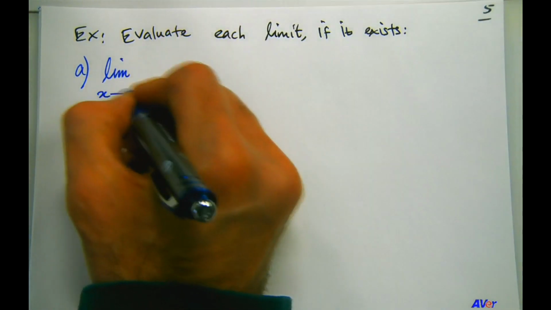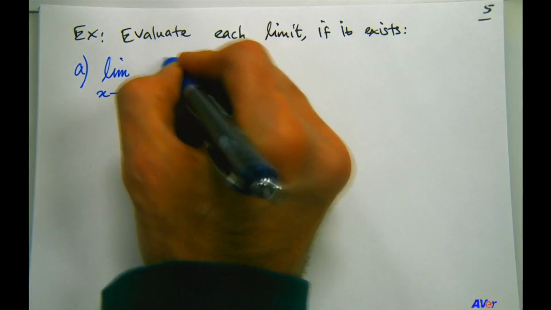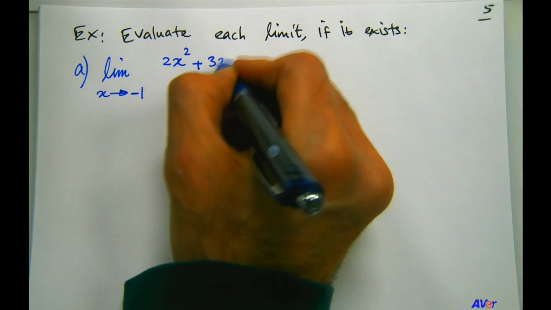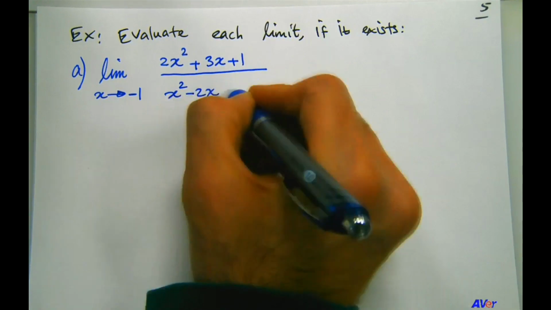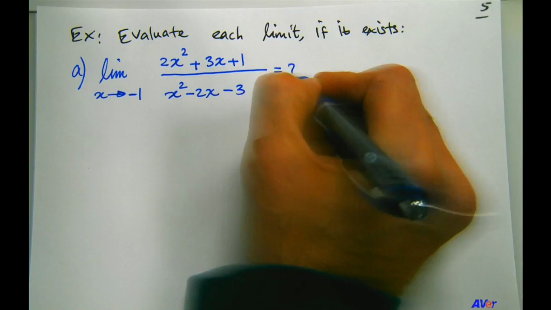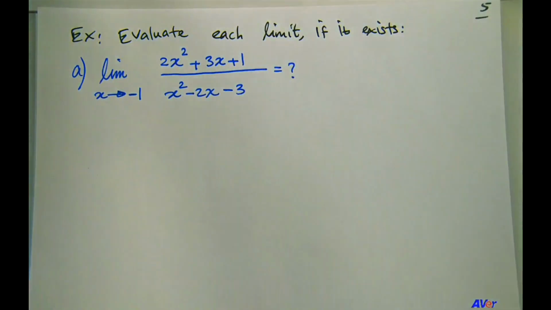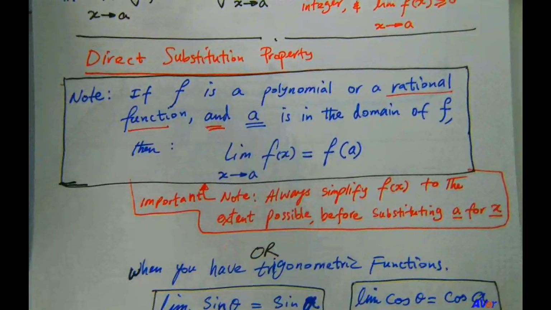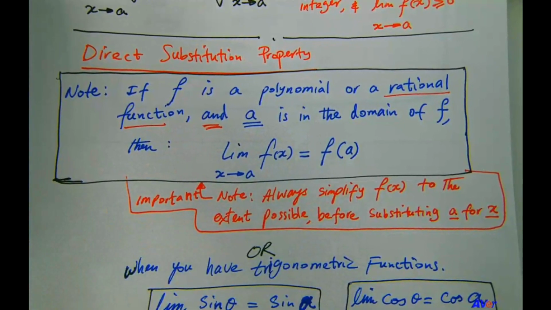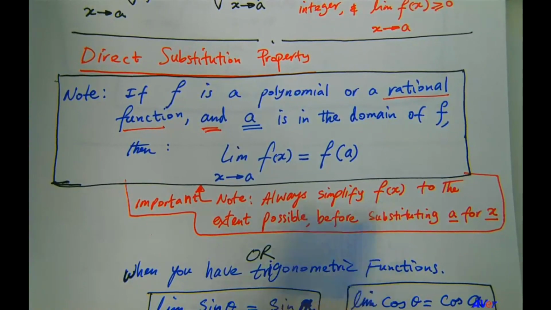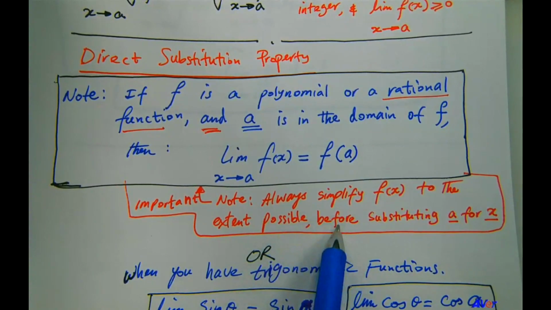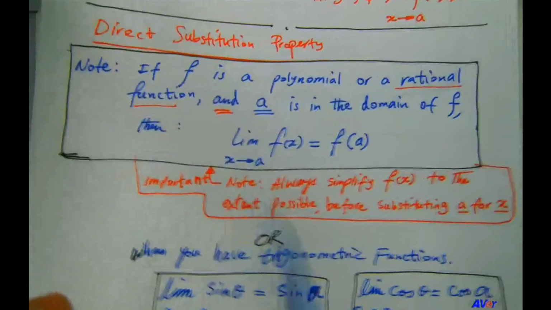So we have the limit as x approaches -1 of (2x squared plus 3x plus 1) divided by (x squared minus 2x minus 3), and we want to know what this equals. Now, even though the direct substitution property makes a great deal of sense, we need to remember this portion that I wrote in red ink: we always want to simplify f of x to the extent possible before substituting a for x in order to find the limit.